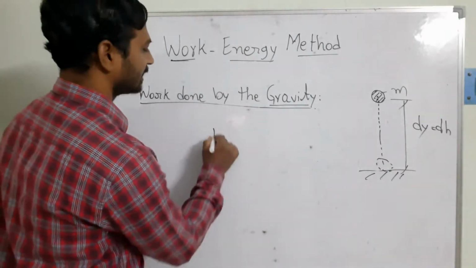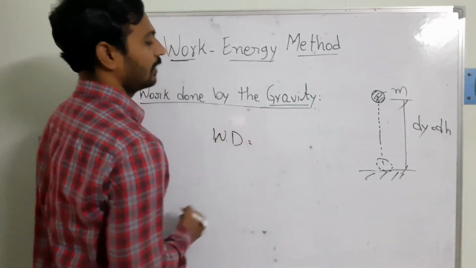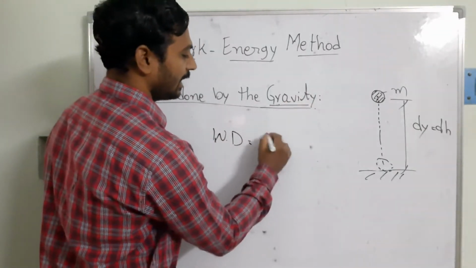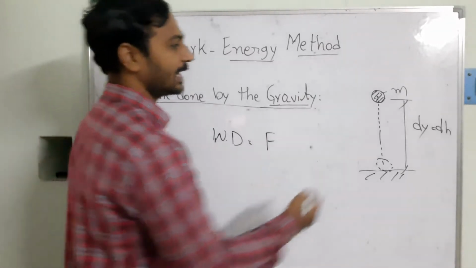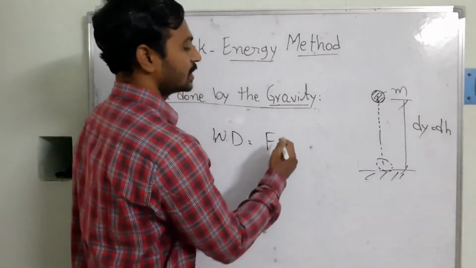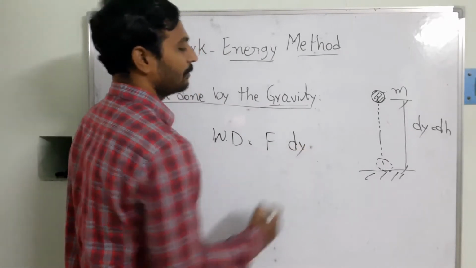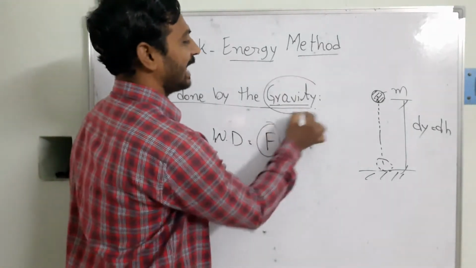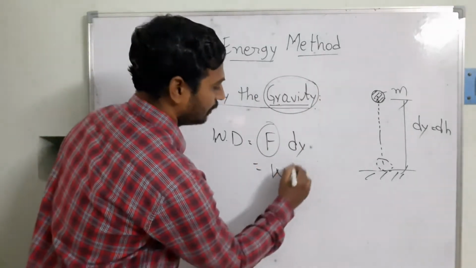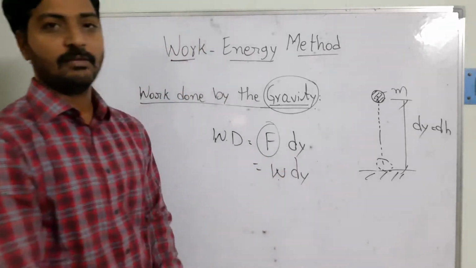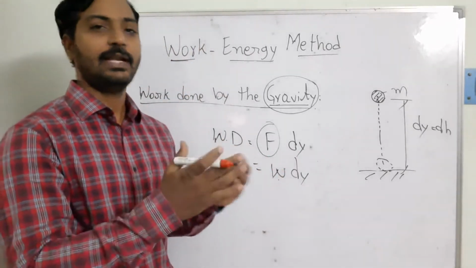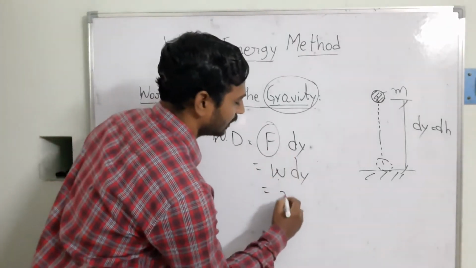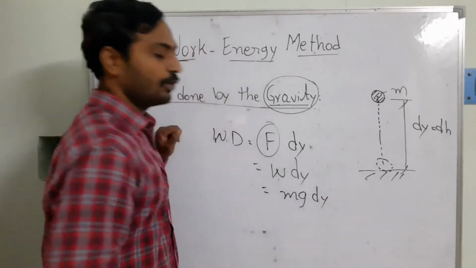The same equation I am going to write. The work done by this gravitational force is F into dy, where F is the gravitational force acting in the downward direction. So F is W, the weight of the object, into dy. That weight is due to the gravitational force. Simplifying further, it is mg into dy.